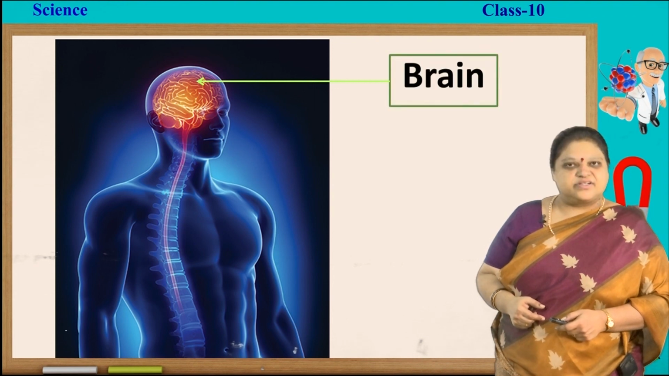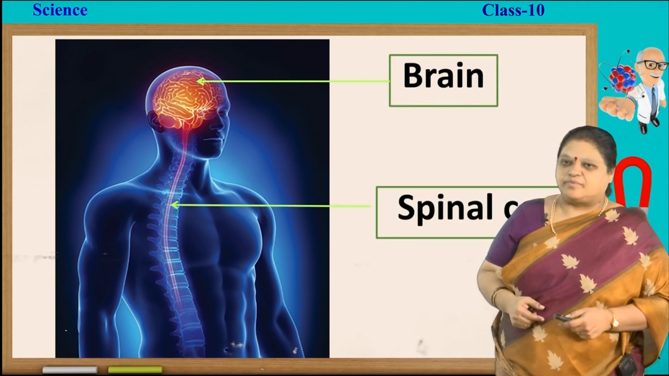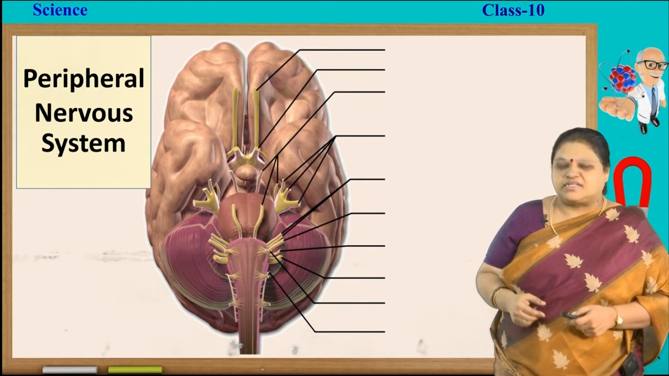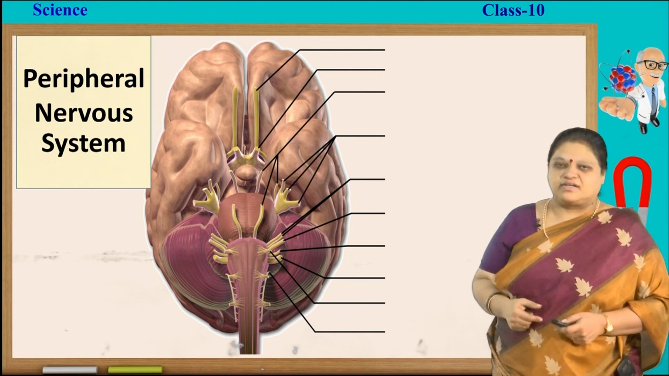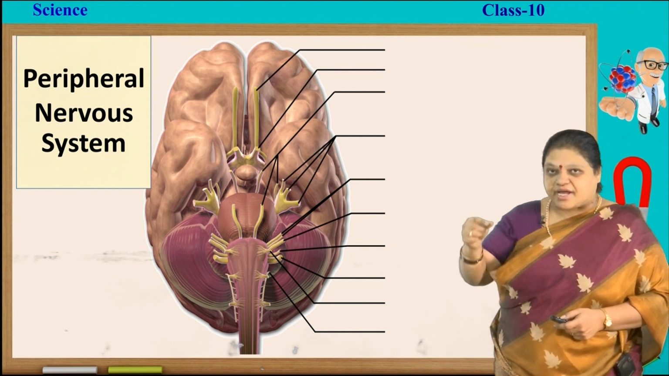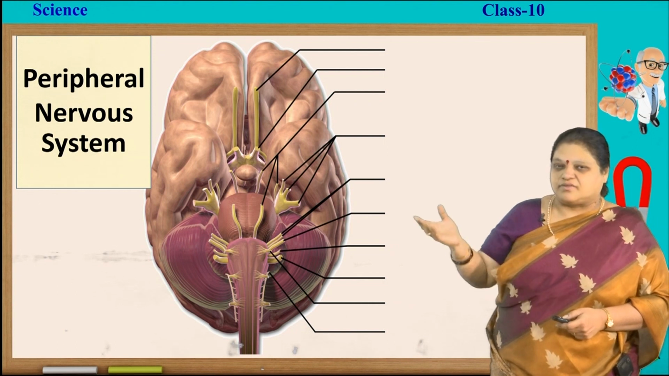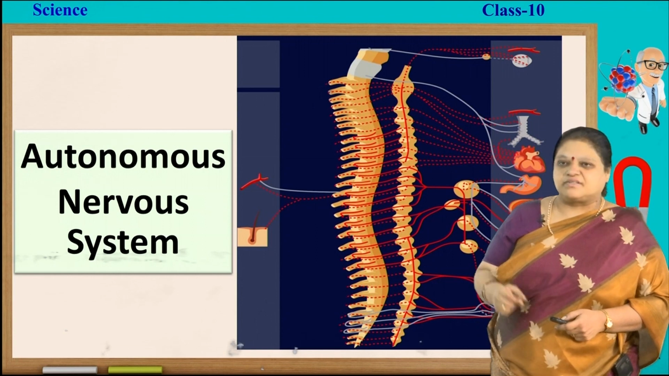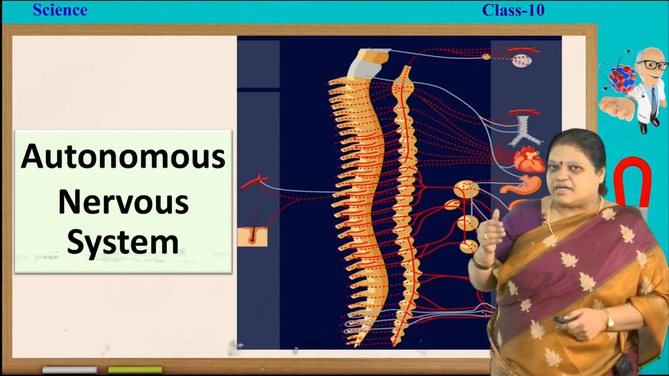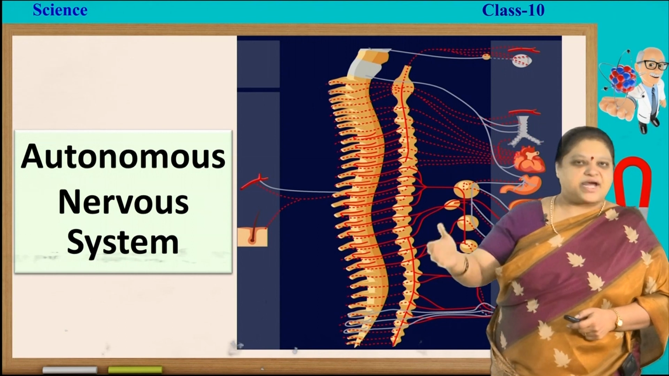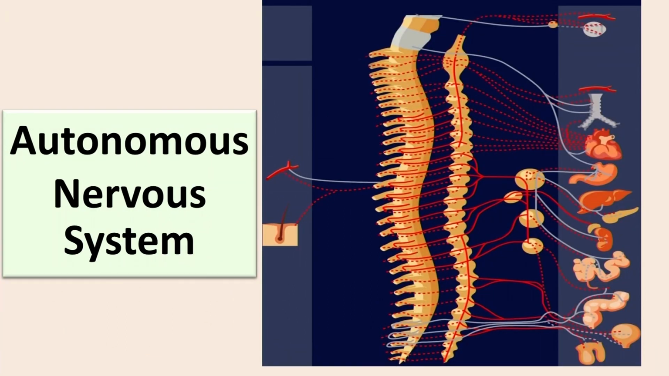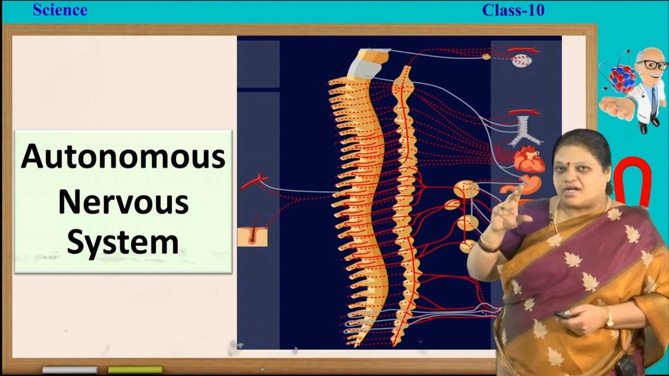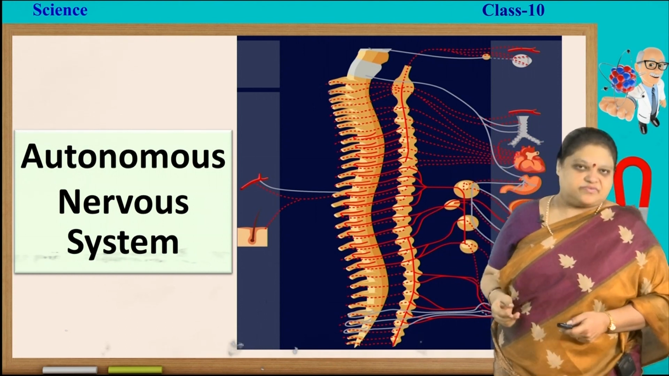We also studied that in the central nervous system you find the brain and spinal cord. In the peripheral nervous system, the nerves that arise from the brain you call cranial nerves. The nerves that arise from the spinal cord you call spinal nerves; these form the peripheral nervous system. Next we will study the autonomous nervous system, a pair of nervous systems with sympathetic nerves and parasympathetic nerves. They send opposite signals. One will help to dilate the pupil, another will help to constrict the pupil. Like this they will work.